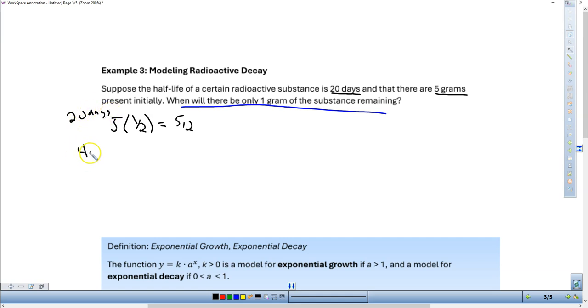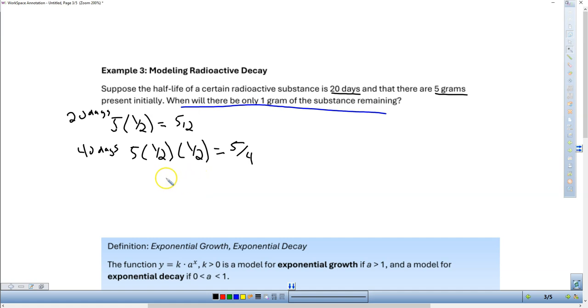Now, if I go to 40 days, that's the same thing as saying 5 times 1/2 times 1/2, which means I would expect this not to be 5/2, but to be 5/4. And you can see how the pattern is moving on here. If I went to 80 days, this would change from 5/4 and we'd multiply by another half to get 5/8, and so on and so forth.